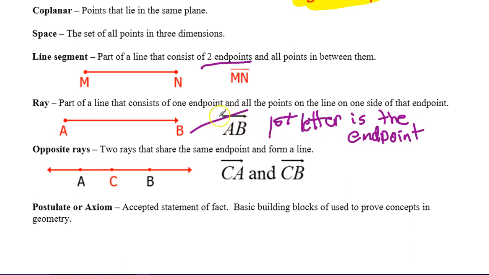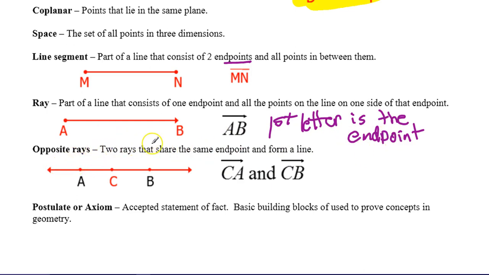So this is ray AB. When we're writing it with the notation, we write it with the endpoint first. It doesn't matter if it's being drawn in a different direction, which we'll see in the next one.